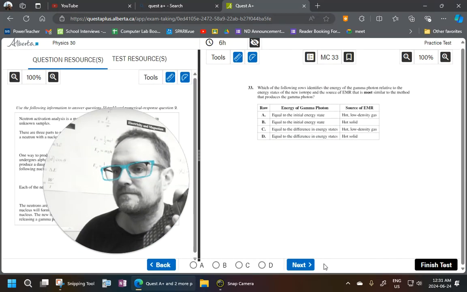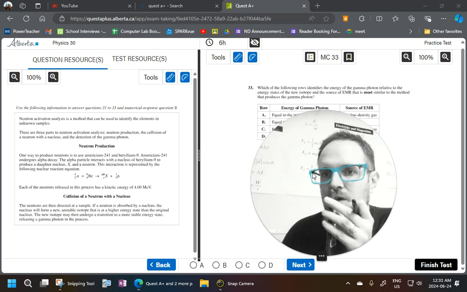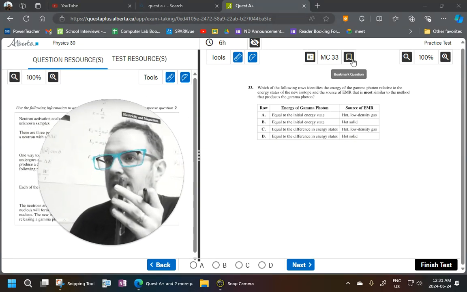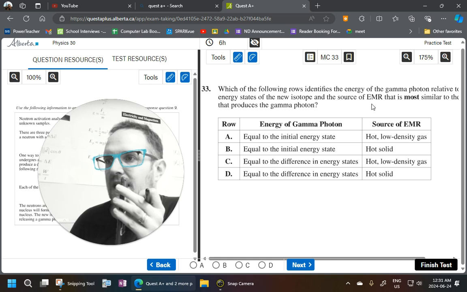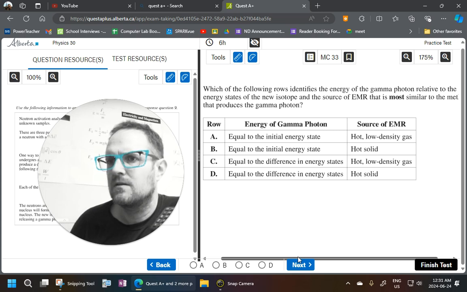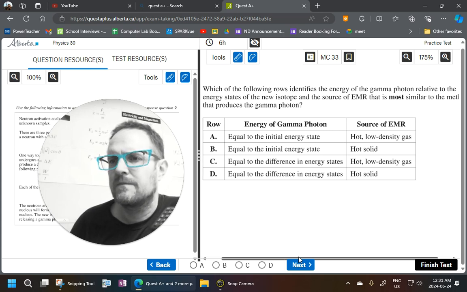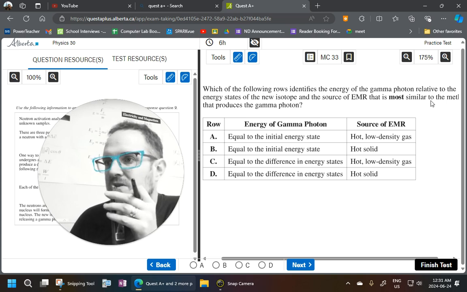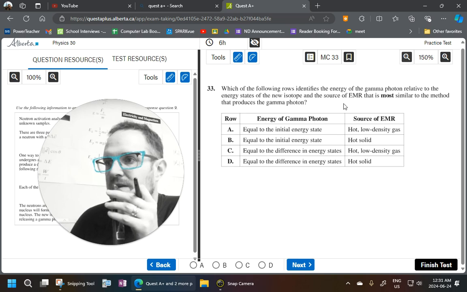Return to test. All right, which of the following rows identifies that the energy of the gamma photon is equal to the difference between the states? Okay. It's kind of a repeat of a question, but this is just a practice test. They don't have to be all different. Okay, and the source of the EMR is most similar to, I should zoom out here, the method that produces a hot, low-density gas? Yeah.